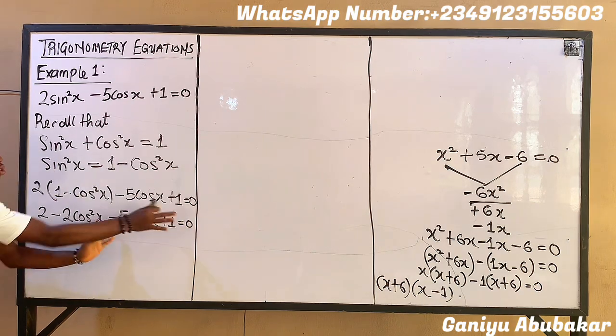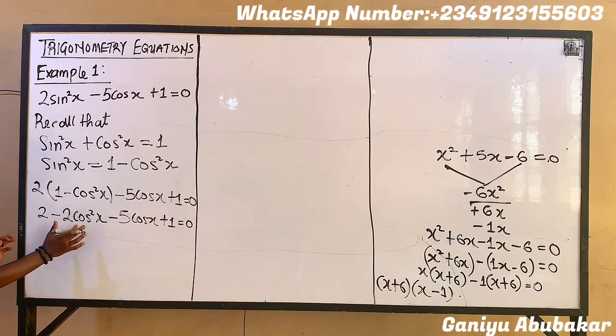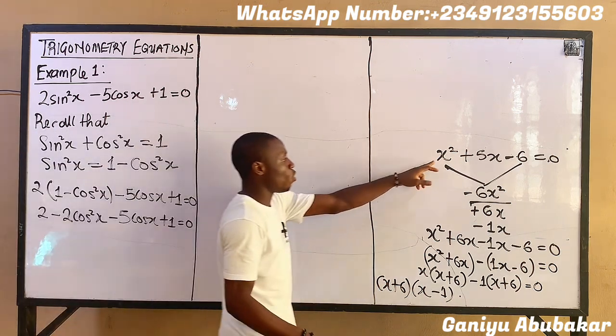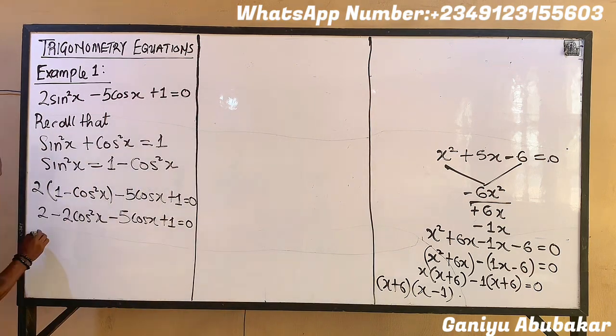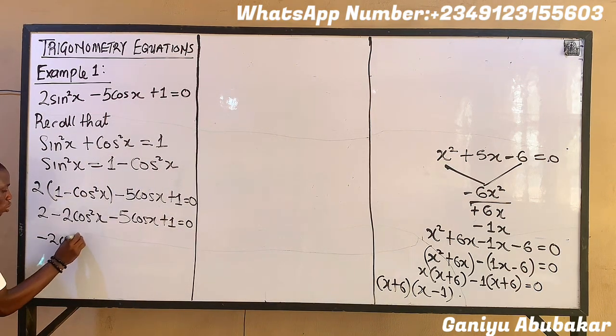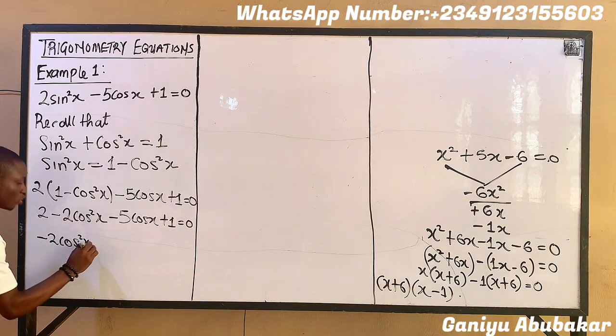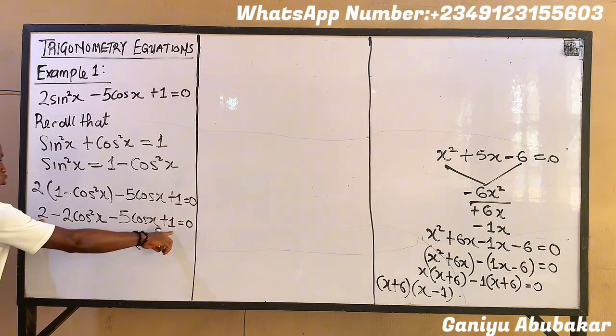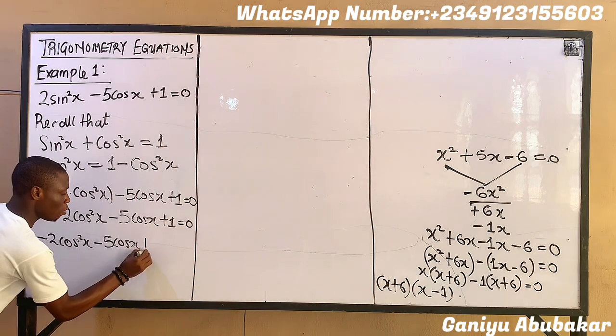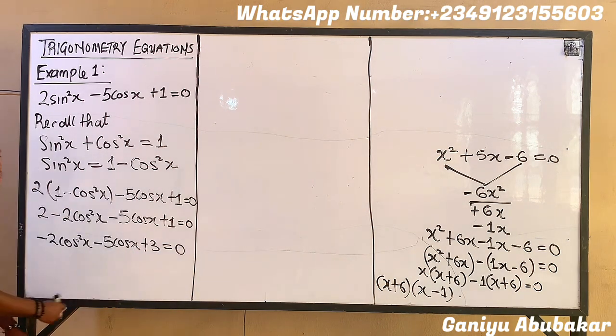Look, these are in cos now. It makes sense. So I'll make this one here come out first. The one with the highest power should come out first. So for me, I'll have minus 2 cos squared x. Next up, minus 5 cos x. Observe, 2 plus 1 gives what there? 3. That becomes plus 3 being equal to 0.